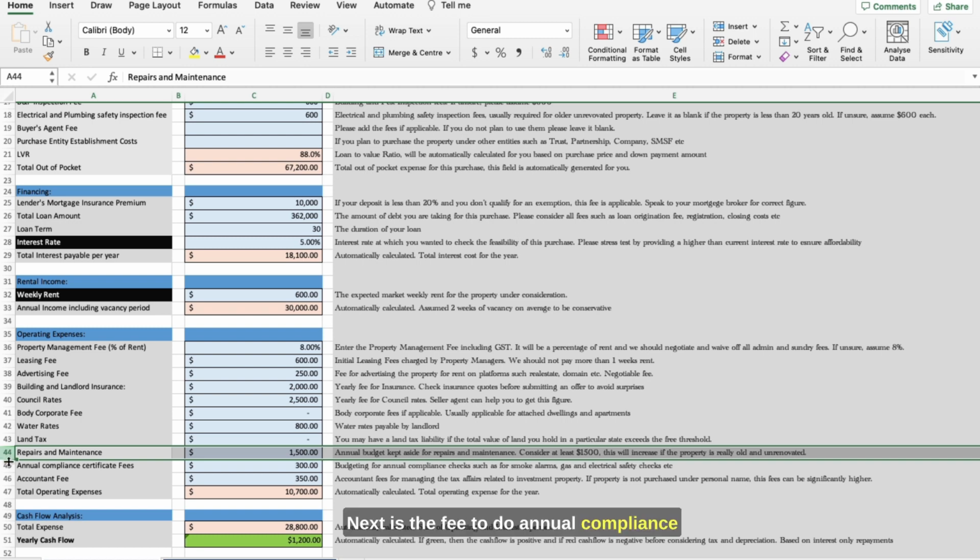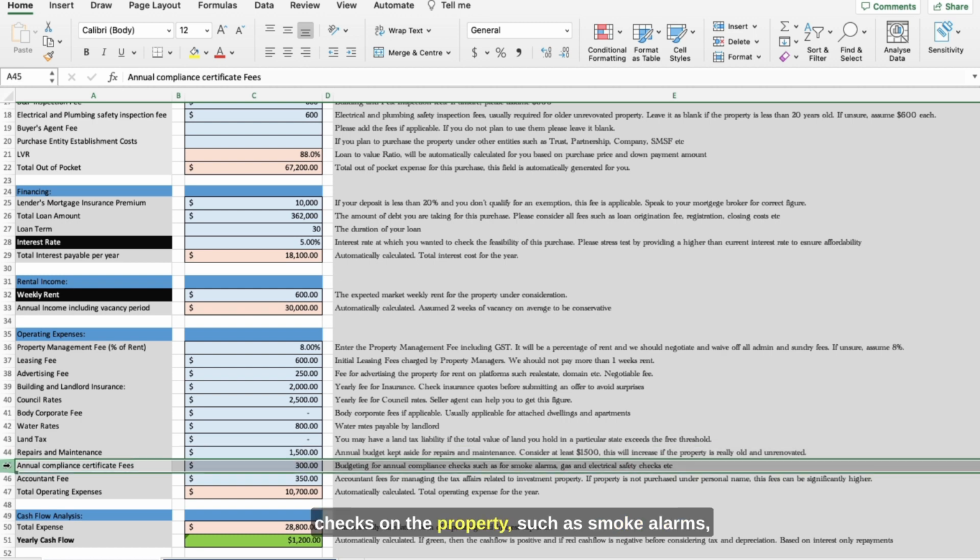Next is the fee to do annual compliance checks on the property, such as smoke alarms, gas and electrical safety checks, etc. Every state has different rules, and moving forward, this will only increase. So please account for at least $300 for this one.